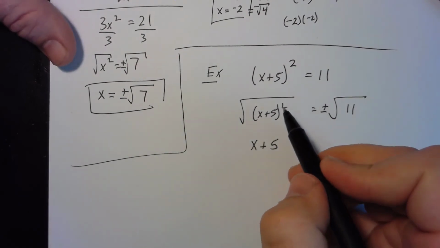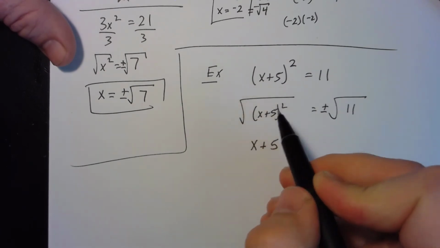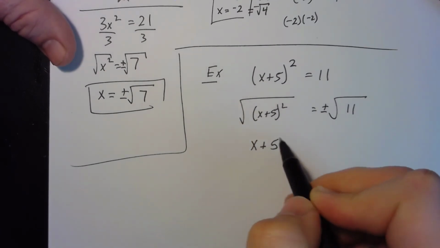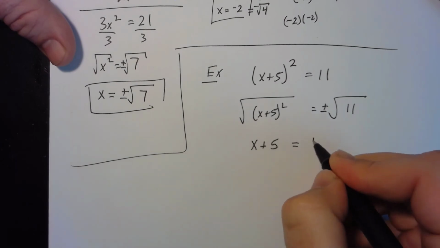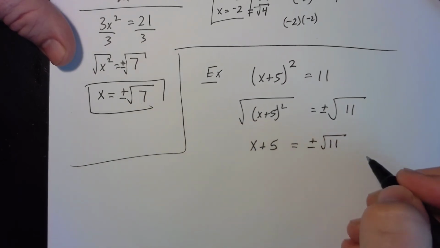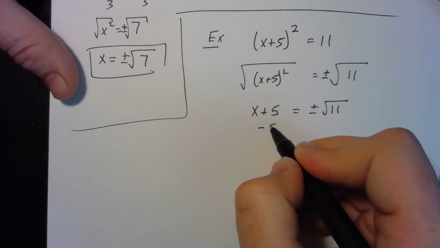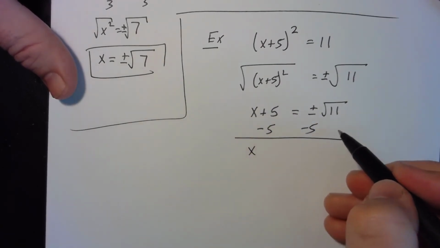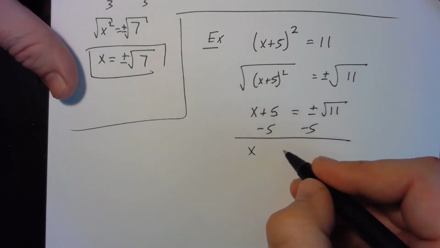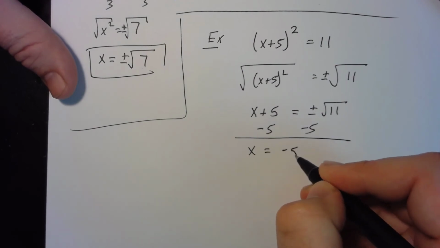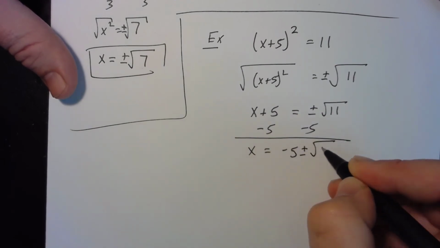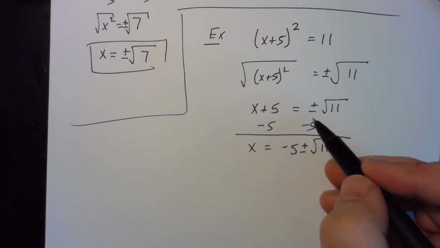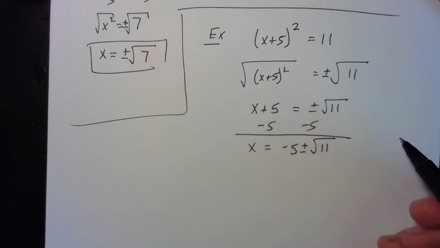And again, it's very important to note that the square root and the square cancel out. This x plus 5 doesn't cancel out. It is still there. And it is equal to plus or minus the square root of 11. Then I will subtract the 5 from both sides, and again, I can't combine a negative 5 with a radical. So all I can do is rewrite that negative 5 in front of that radical. Again, since there's no radical on the 5, there's no combining these two terms.